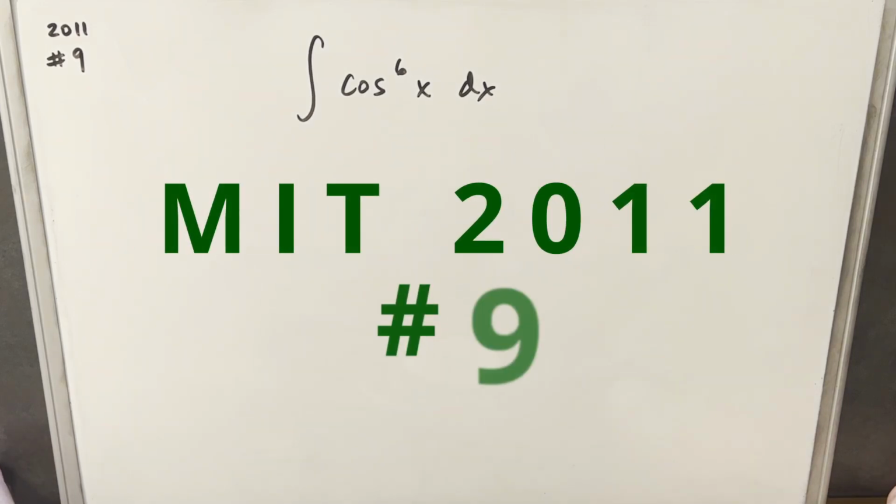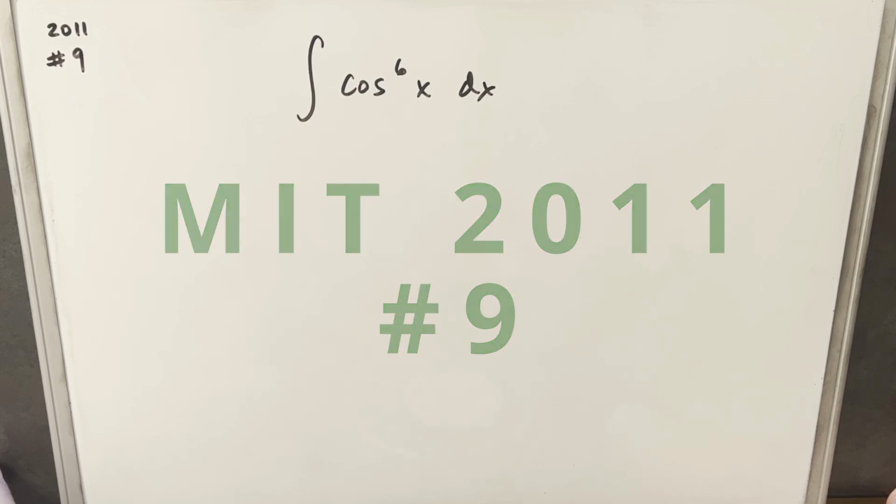Hey, thought we'd try to do another integral today. We have one here on the board from MIT 2011. This was problem number 9. We have the integral of cosine to the 6th of x dx.